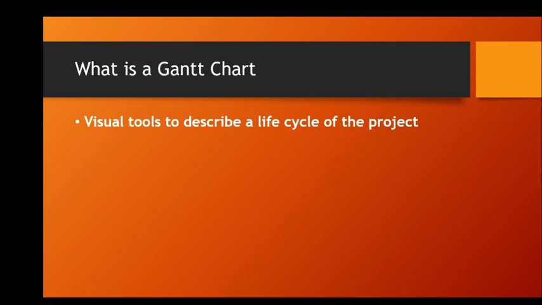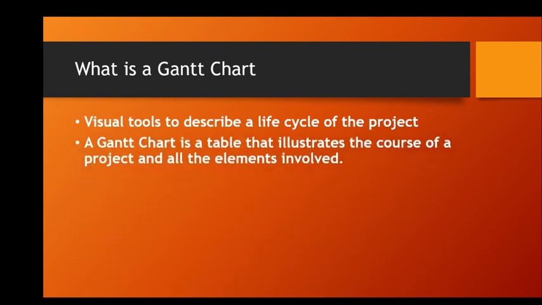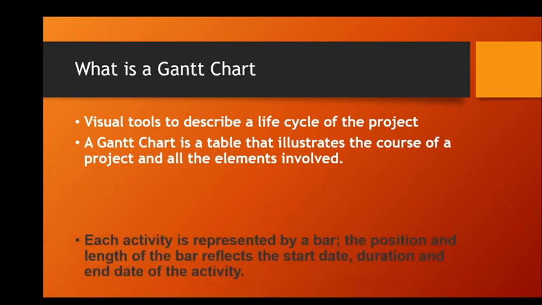What is the duration of that particular project? What are the activities involved in that project? Who is going to do what in terms of activities? So it all depends on what type of project you are working with. It also states that a Gantt chart is a table that illustrates the cost of the project and all the elements involved. Now the elements are what I've just told you about. For instance, that can be date, time, or activities, all depending on what type of project that you are working with.